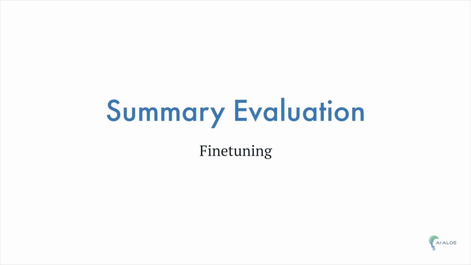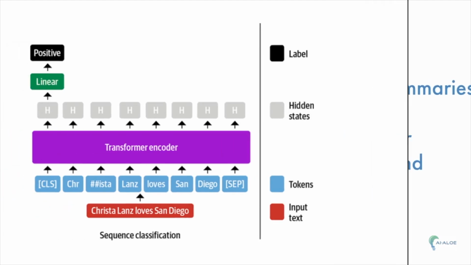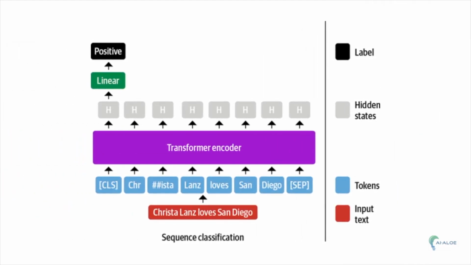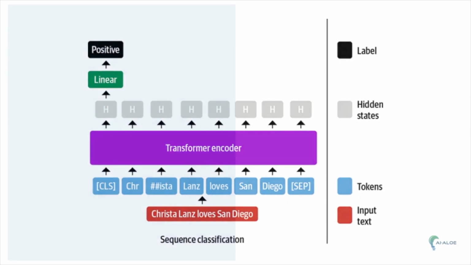Our first fine-tuned model is a summary scoring system. Our training data was a dataset of 4,000 summaries that were scored for content and wording. This is an example of a document classification task. We tokenize the text and output a score.